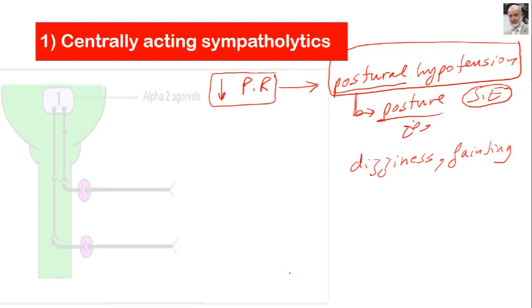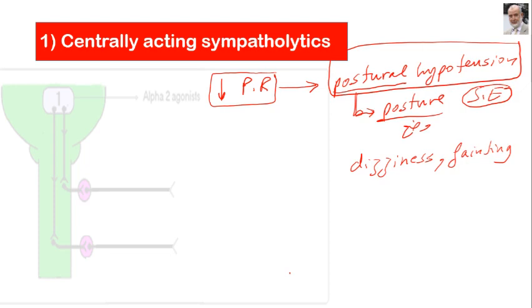This will decrease the compliance. People who are treated with these drugs will not like this effect. Every time they stand up, they feel dizzy and they might even faint. Therefore, they will hate using these drugs. This is one common side effect.